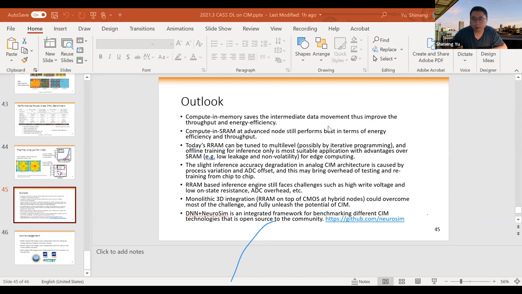And then one more question. Can we obtain network accuracy by circuit simulation tools?